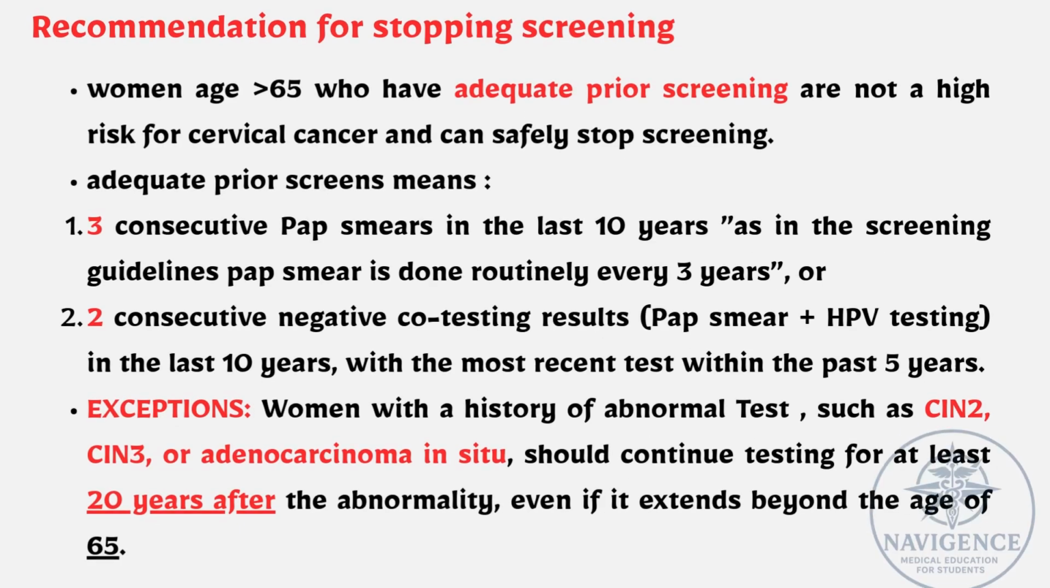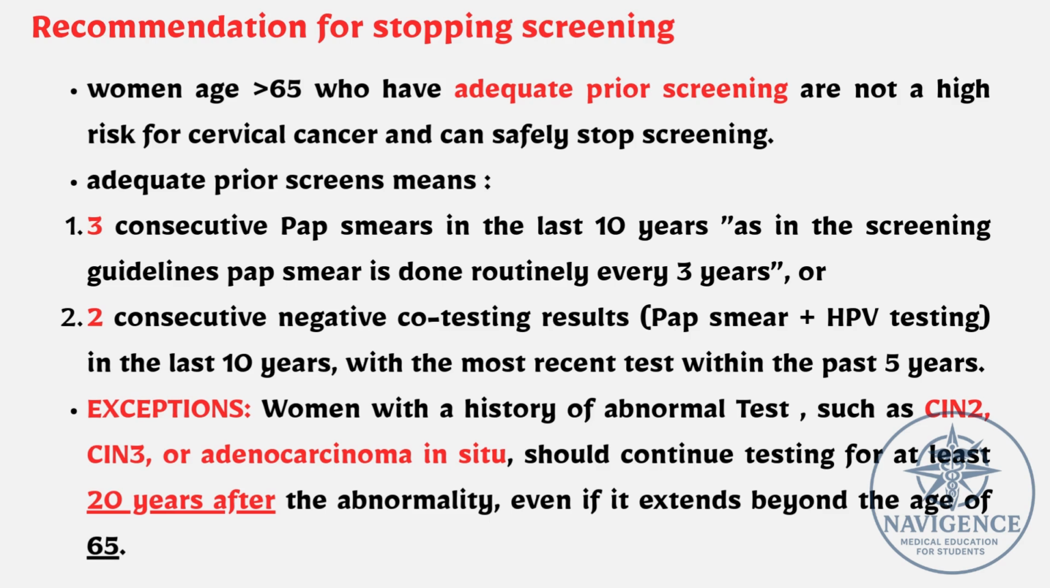Let's talk about when it's safe to stop Pap smear screening. Women over age 65 who have had adequate prior screening and are not high risk can safely discontinue screening. Adequate prior screening means 3 consecutive negative Pap smears in the last 10 years, or 2 consecutive negative co-tests, Pap plus HPV, in the last 10 years, with the most recent test within the past 5 years.